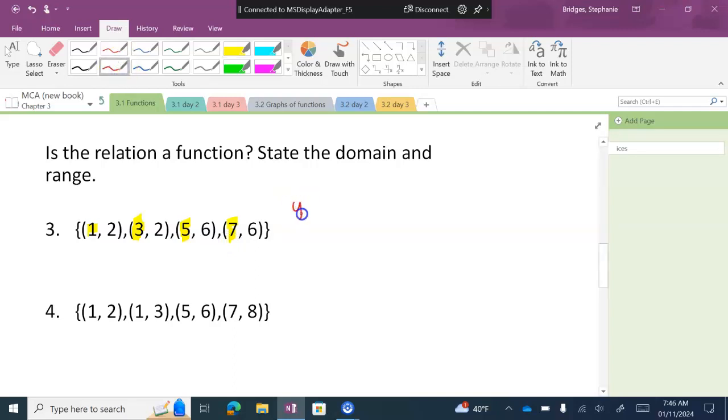Yes. Okay. And then what I'm going to do is list the domain and the range, and I'm just going to put a D and an R so I know which one is which.